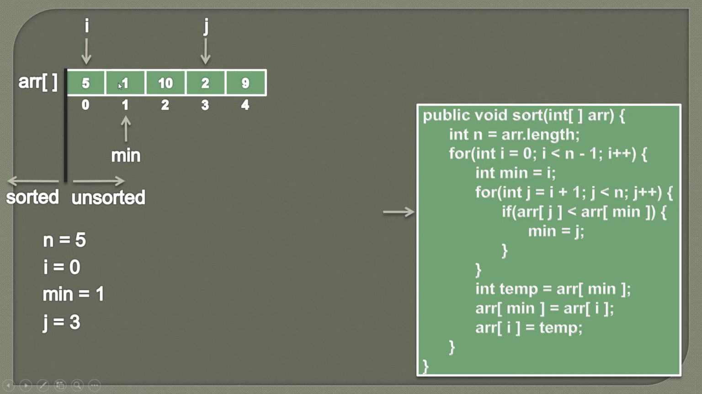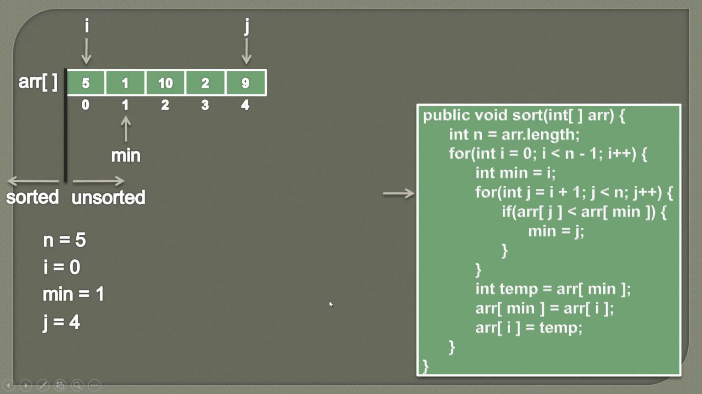Now we'll compare these two elements. The value of array at the min index is 1 and the value of array at the jth index is 2. So we'll now compare these two values. Here you can see 2 is not less than 1. So this condition comes out to be false. We'll increment j by 1. So j becomes 4.